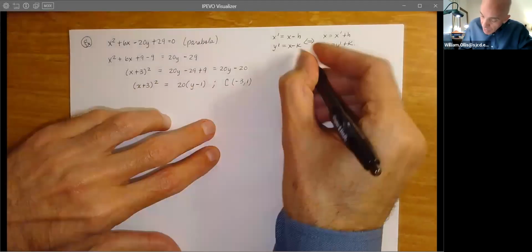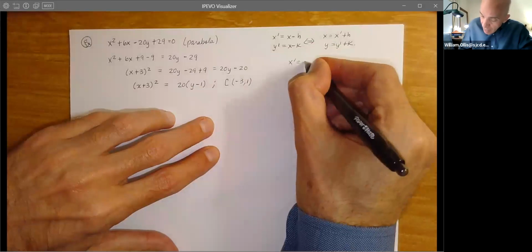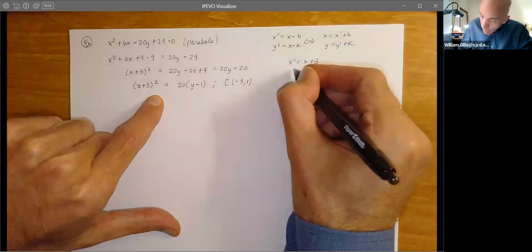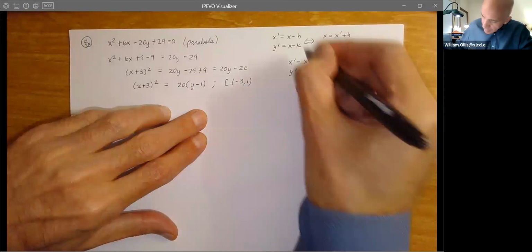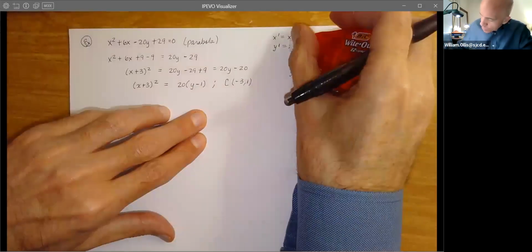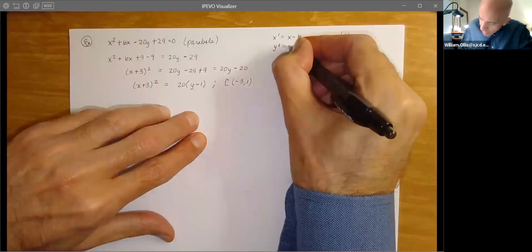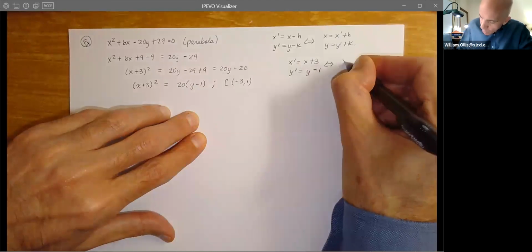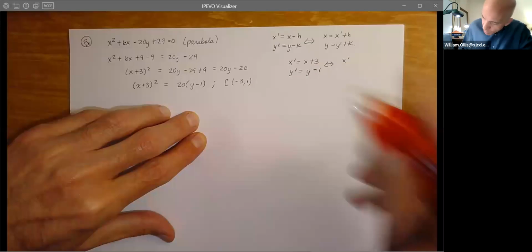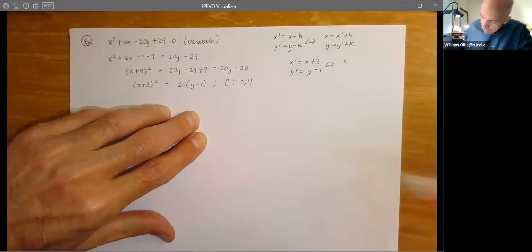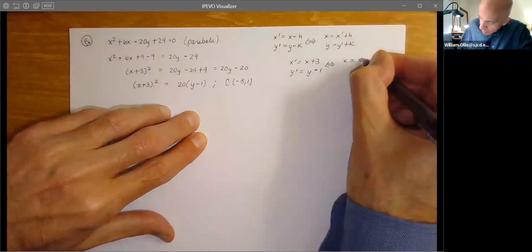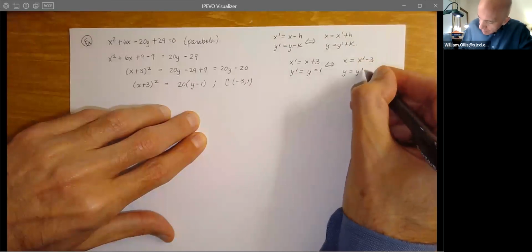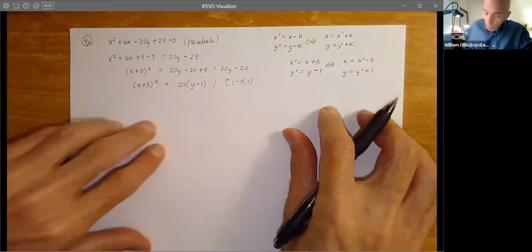So now when we go up here, we get x prime equals x plus 3, y prime equals, ding, the math always keeps us on track, y minus 1. Equivalently, we have x equals x prime minus 3, and y equals y prime plus 1. So those are the equivalent translation equations.